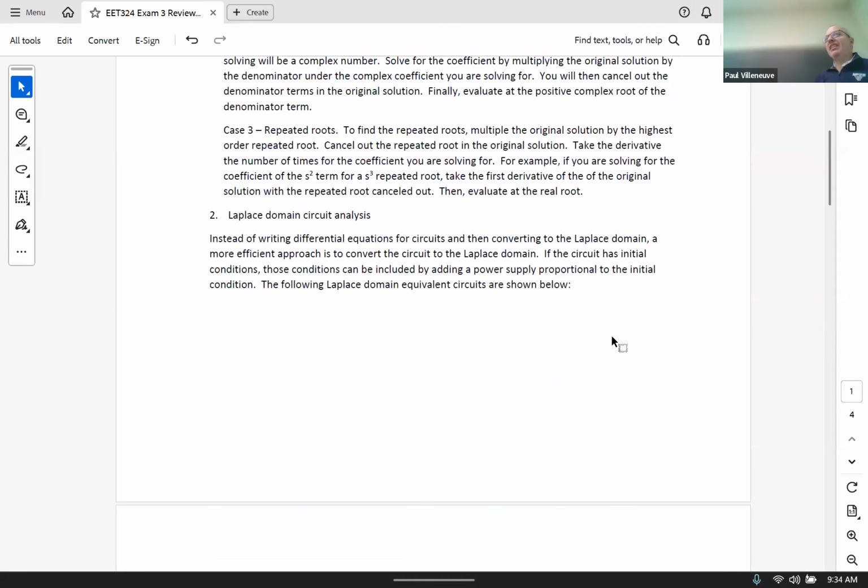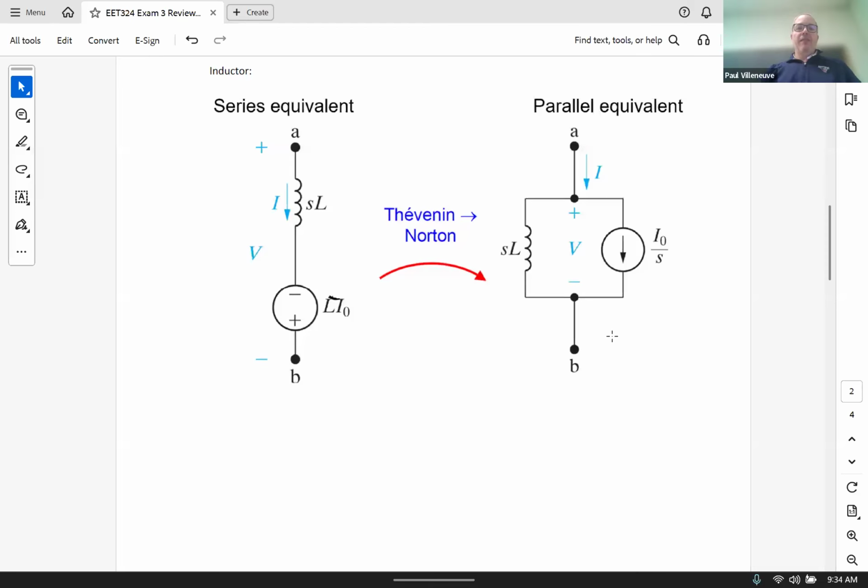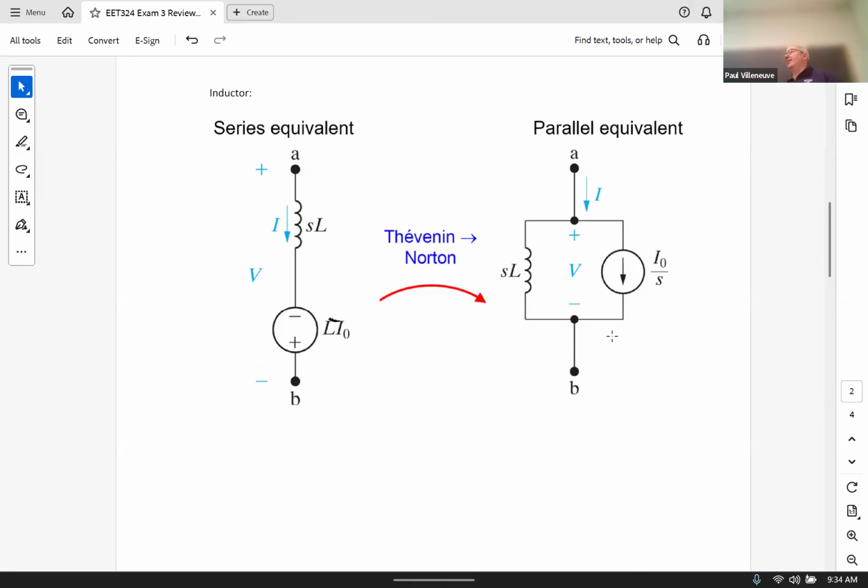Instead of doing L di/dt or C dv/dt, we can go S times L, or S times C. We can get those same things. So we're taking advantage of the mathematical properties to do circuit analysis. So what we need to do is convert our time domain devices, capacitors and inductors. And then, if we have any initial conditions, we add them in. So for this inductor circuit, we have the inductor with a voltage source if there's an initial condition.